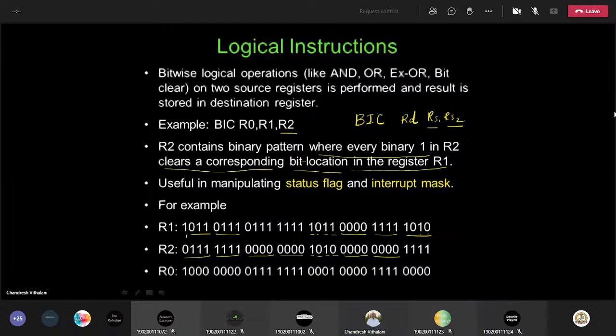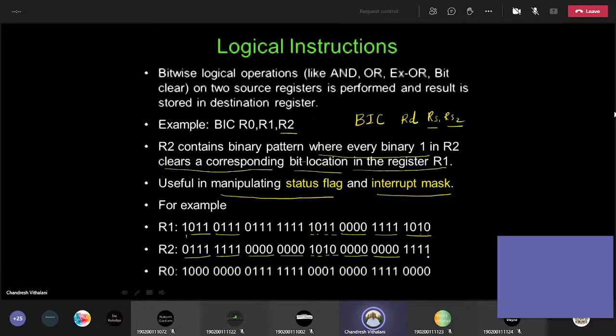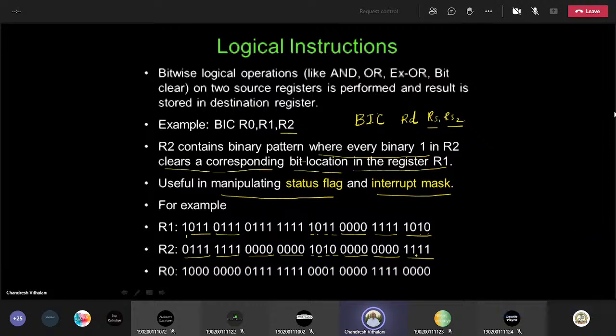Any question? No sir, no question. So it's very much useful in manipulating status flags and it is acting as an interrupt mask. So if you want to mask some interrupt, then the corresponding bits, whatever the bits are 111, will become 000. So it's basically a masking process. So it will mask your interrupt. So this is a very useful bitwise logical operation.